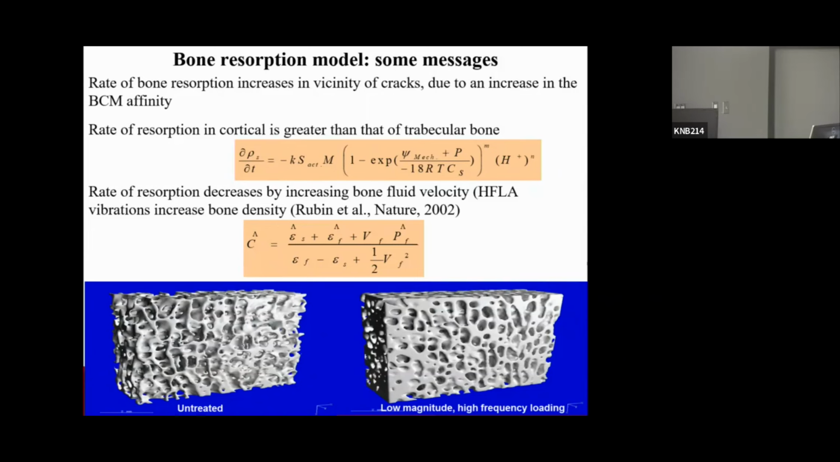But let me tell you a very short story. Mechanostat was, almost everybody says, proposed by Frost.